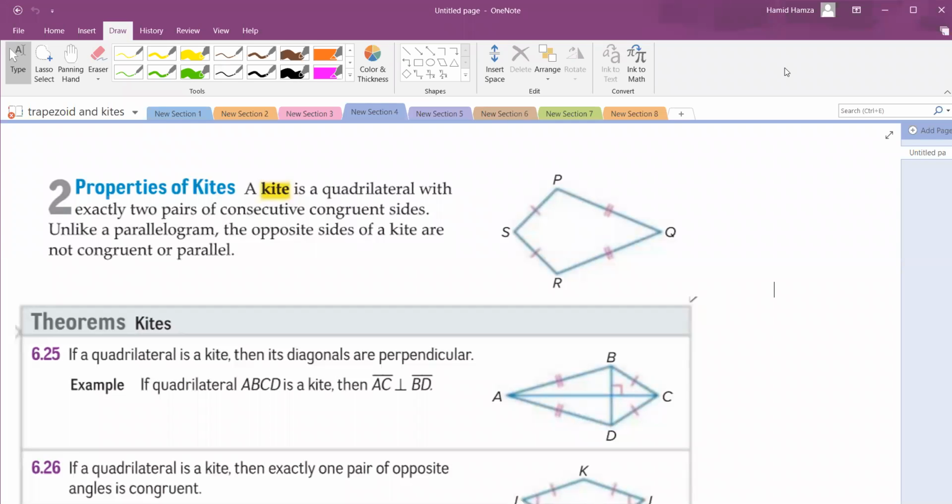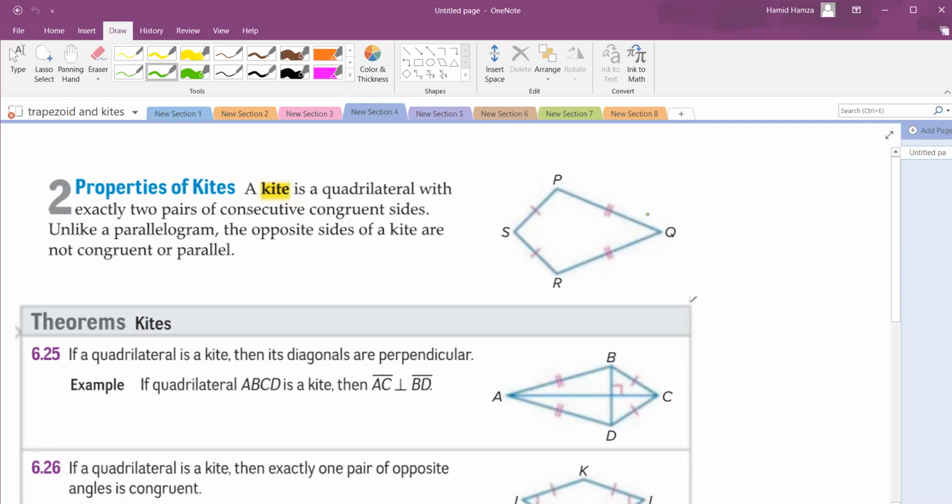Okay, so yesterday we studied the trapezoid, the property of the isosceles trapezoid, and the mid segment. Today we'll study the last quadrilateral, which is the kite. In a kite, we don't have parallel lines. No parallel lines.